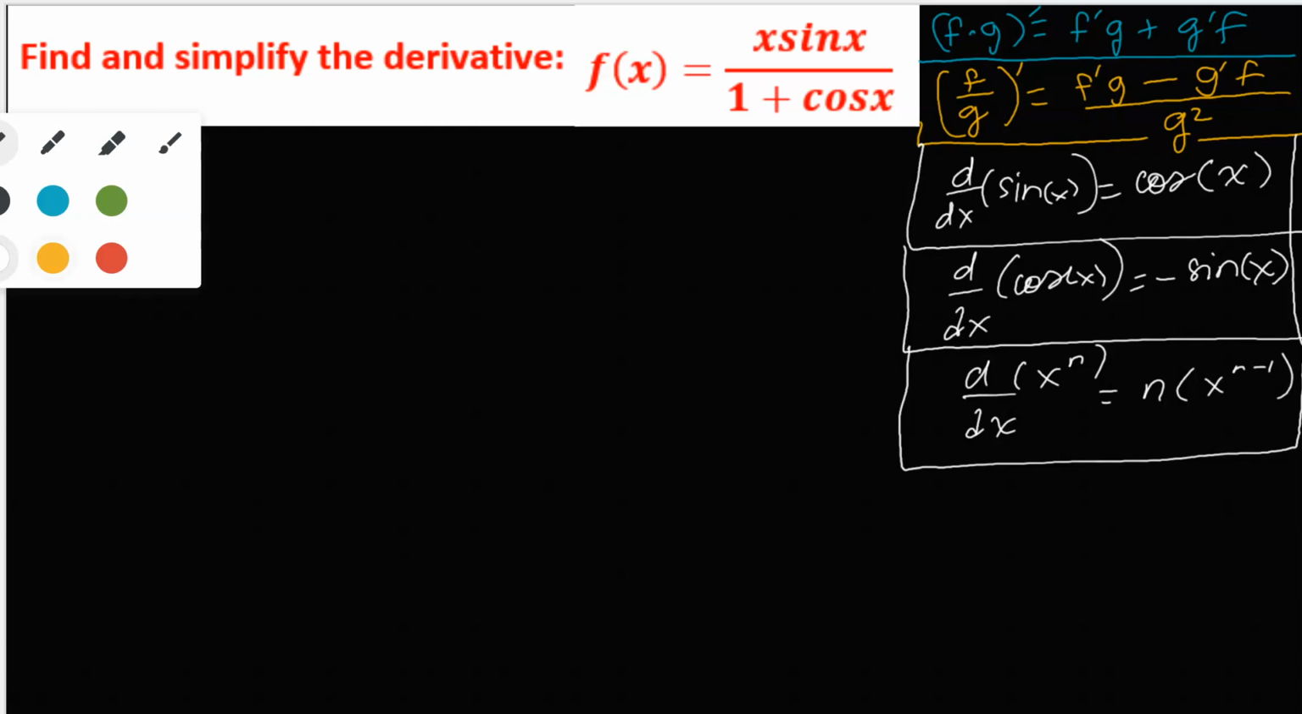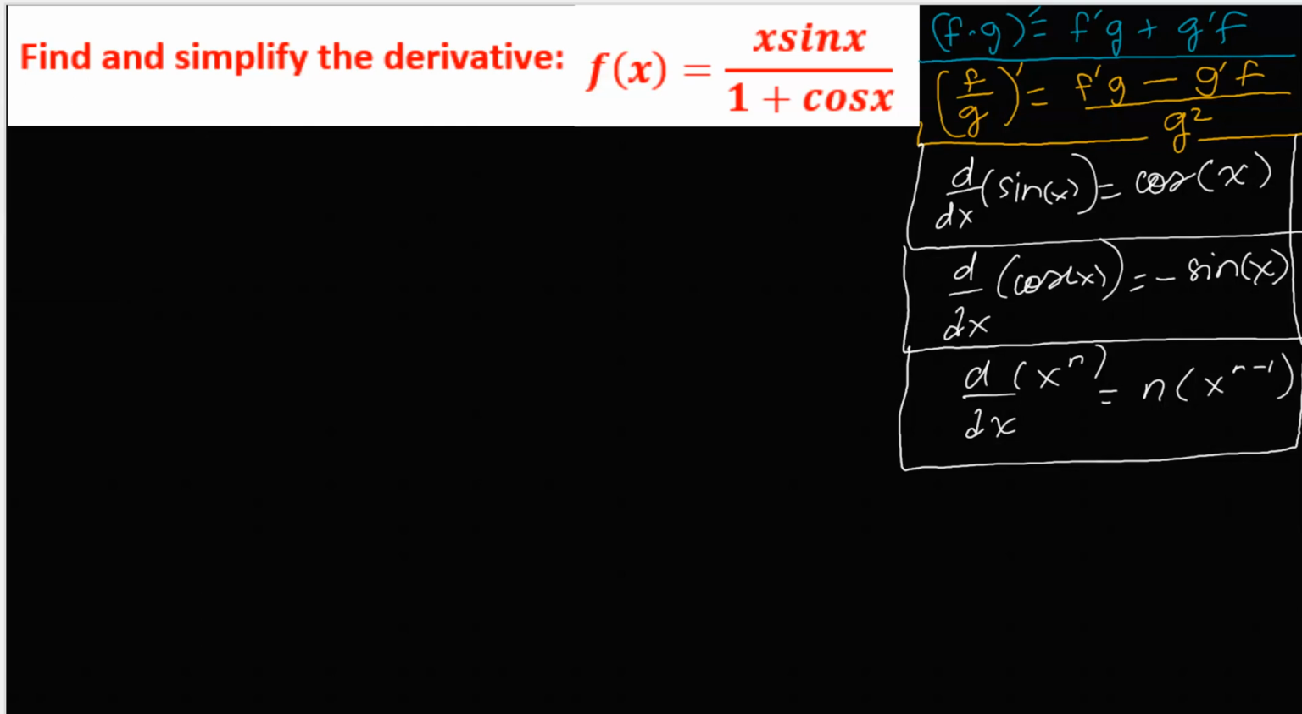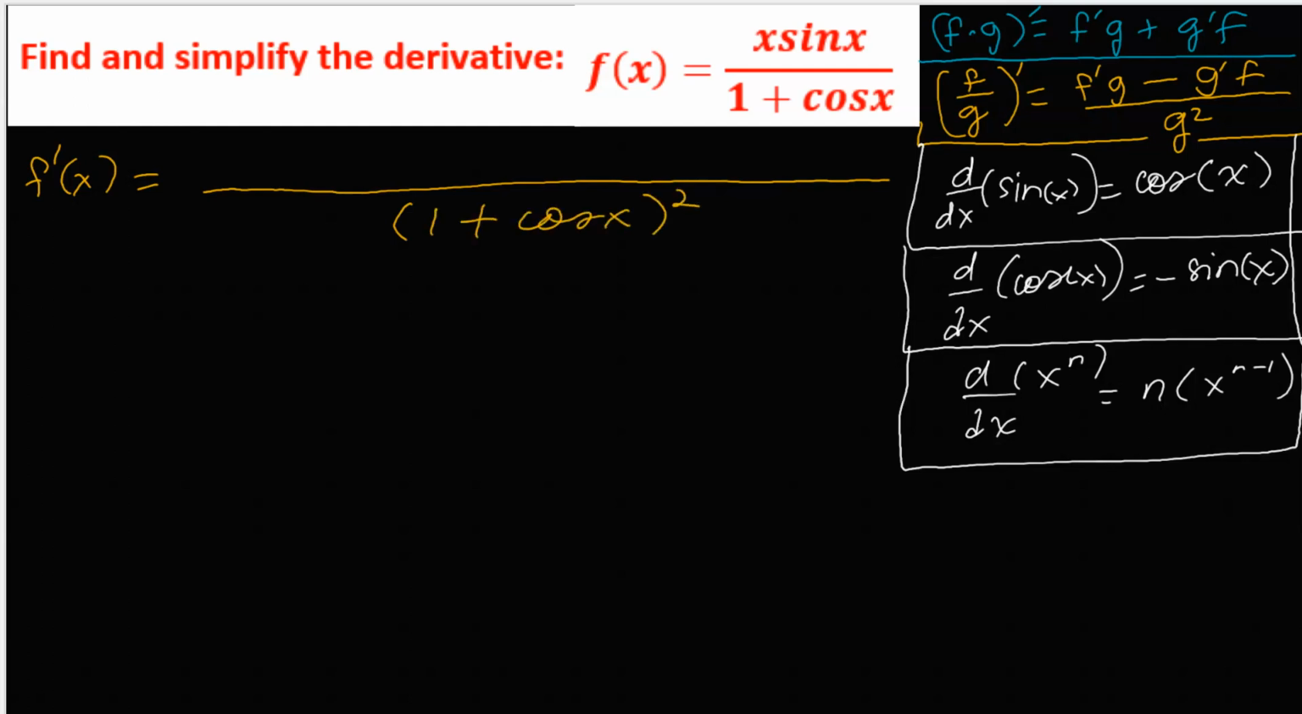So let's apply. First, this is a quotient where the product is embedded inside this quotient. So we're going to have to apply the quotient rule first. The derivative of f of x is, and let's plan ahead, whatever it is, the bottom is going to be the bottom squared, 1 plus cosine of x, squared. Now the numerator is x sine of x.